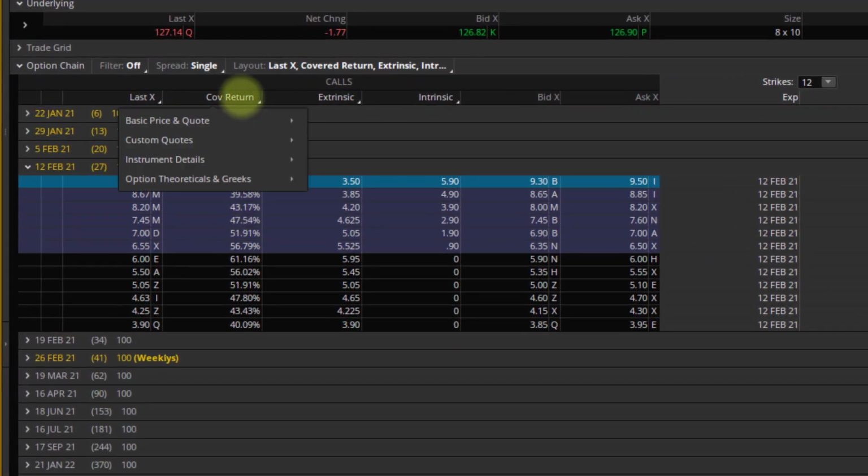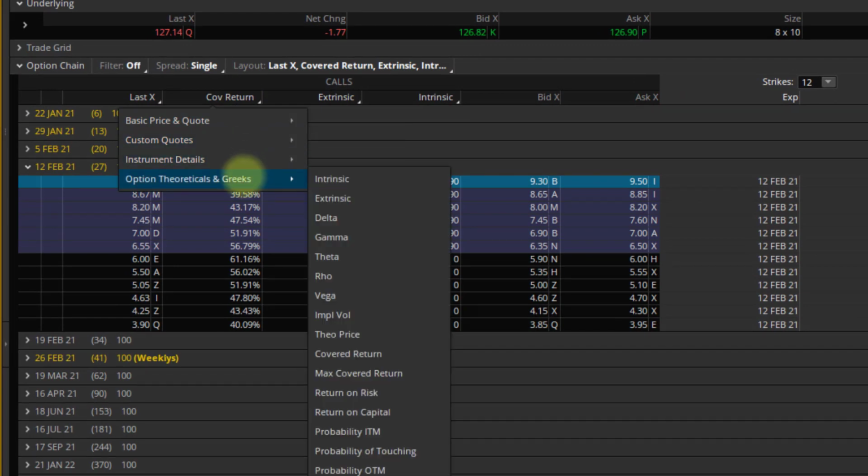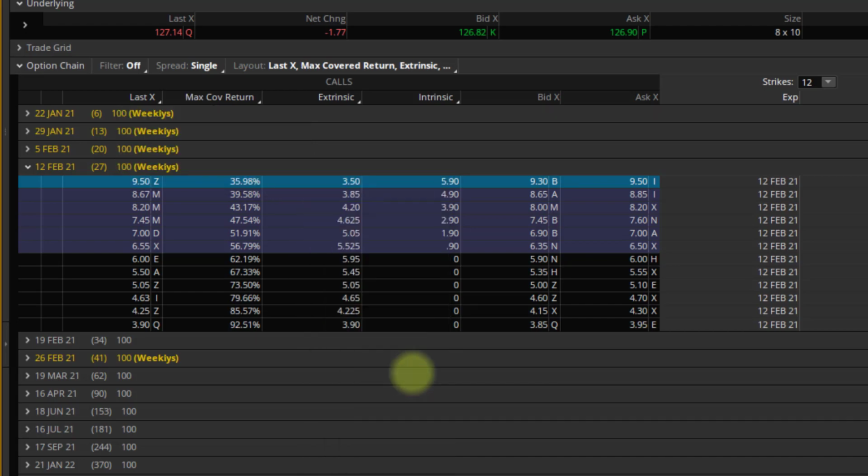Come up here to your columns, down to Option Theoreticals and Greeks, and then come down to Max Covered Return. So this is just saying what's the maximum you could receive if not only do you get the extrinsic value, but the stock price goes all the way up to that strike. So this is only going to apply for out of the money options, because you can see that if we go back to our 121 strike, they would be the same numbers. See, that's exactly what we saw before. And again, that's just because there's no out of the money amount to capture.